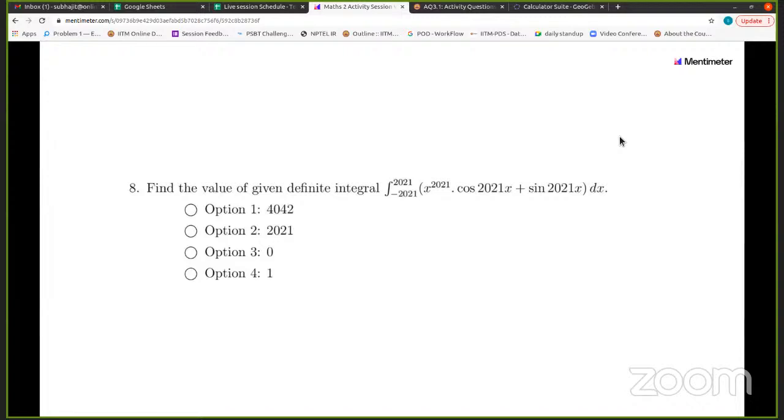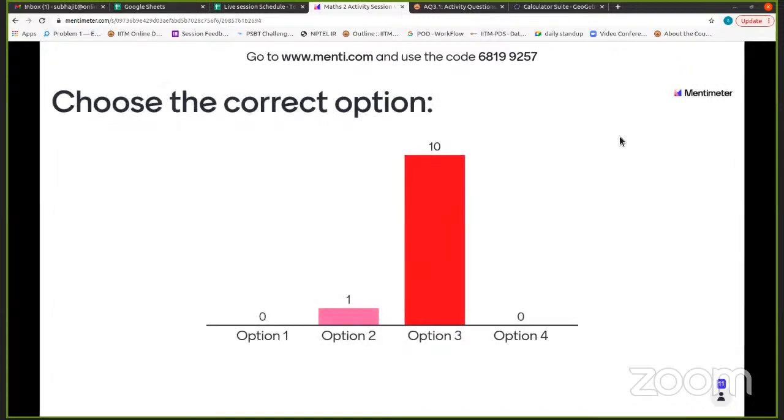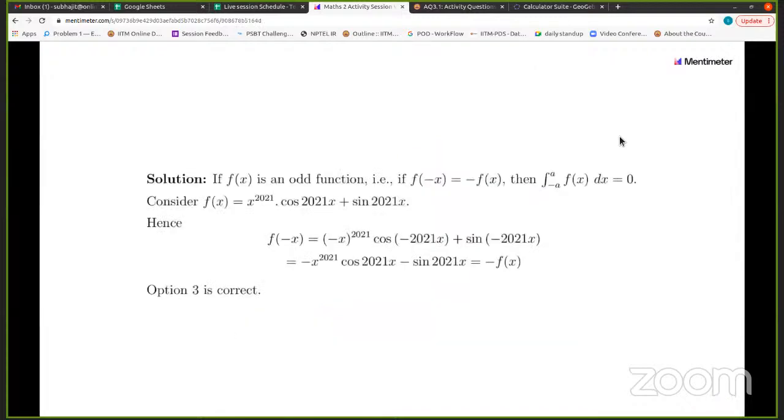And in a similar fashion, you can also prove that the integral from minus a to a of f(x) dx, if f(x) is an even function, is 2 times the integral from 0 to a of f(x) dx, because those will add up. So there is a check where f of minus x equals minus of f(x), and then the integration is 0. So option 3 is correct.